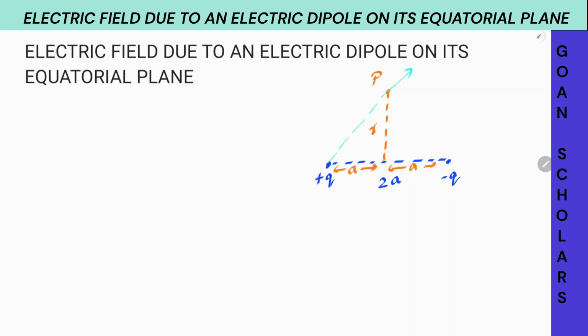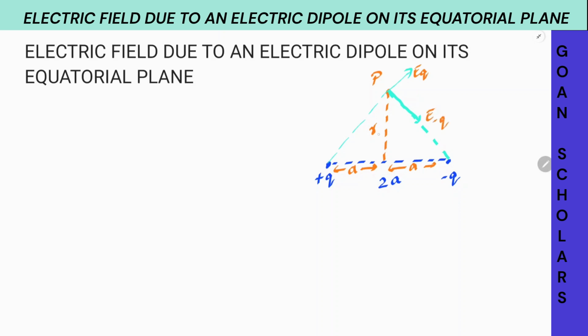Let's draw the electric field due to the negative charge. So we know electric field due to a negative charge is radially inward, towards the charge. So let me draw it here. This is the line joining the charge and the point P. So the field will be in this direction. Let's write here, this is our E plus q, and this is our E minus q.